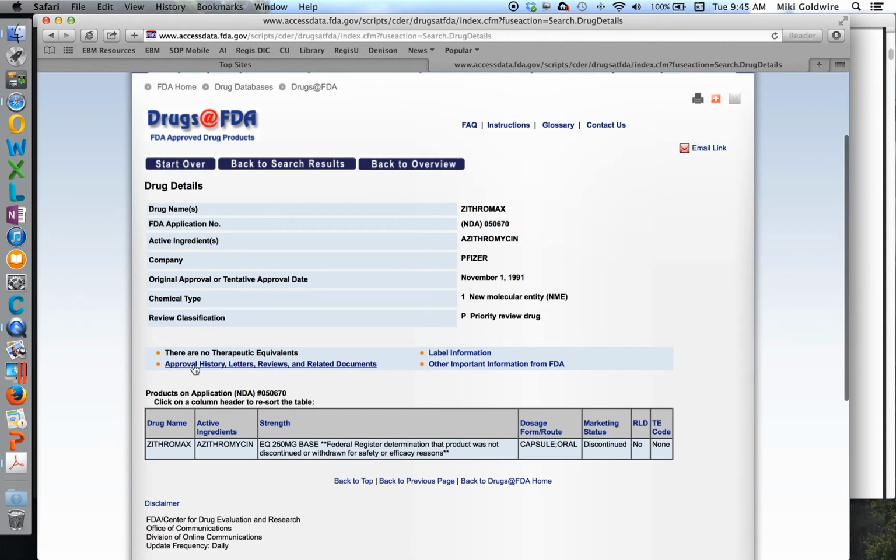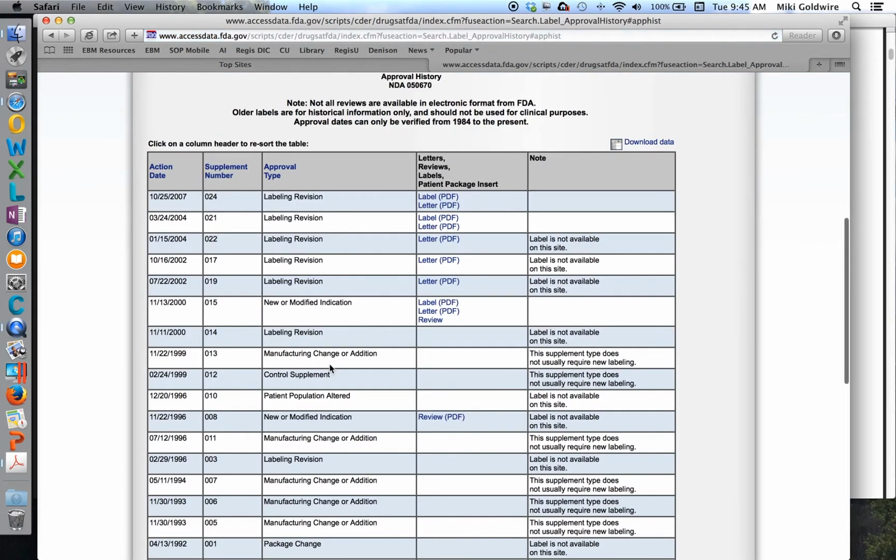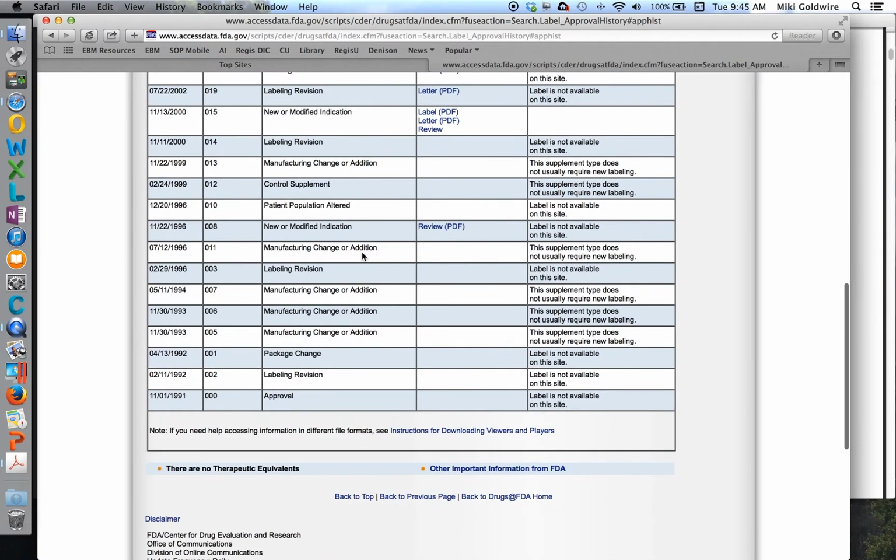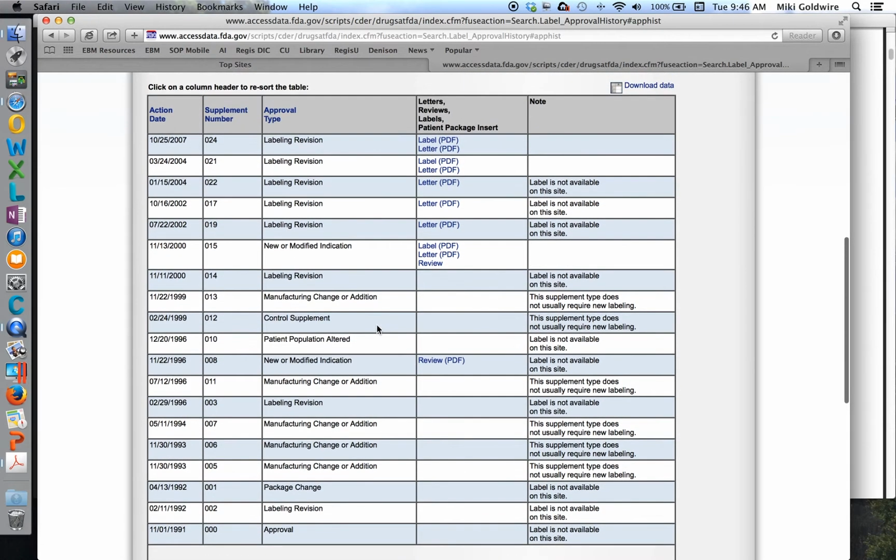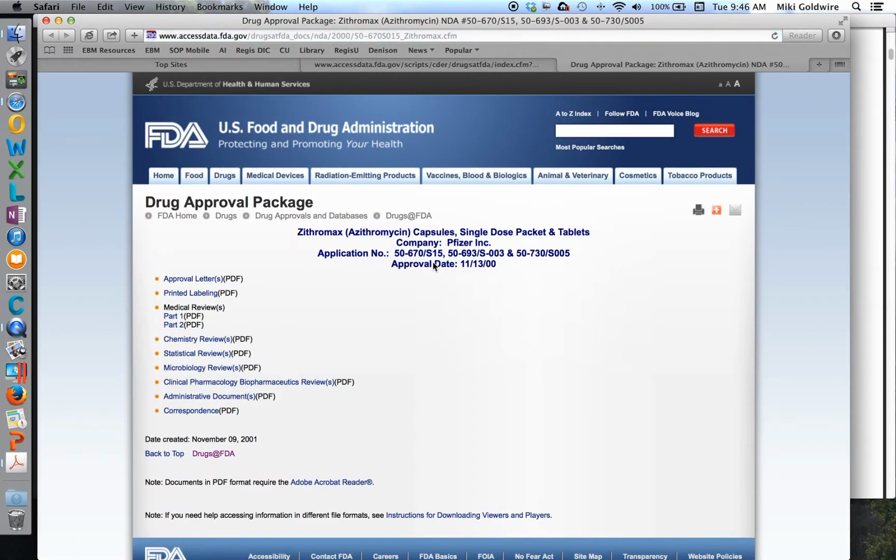So I wanted to click on approval history, letters, reviews, and related documents. So as you can see, I get a listing of all the information that was put forth about azithromycin. So if I click on one, such as the review here for the new or modified indication, it will bring me to the advisory committee meeting in which this information was presented.